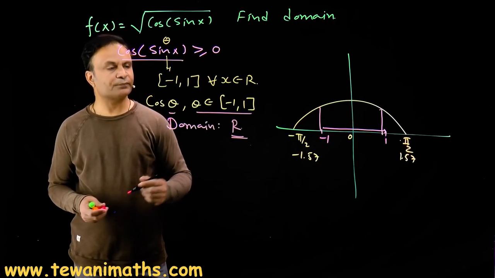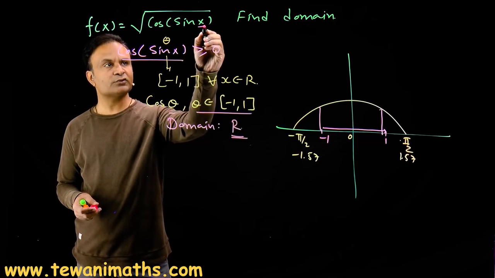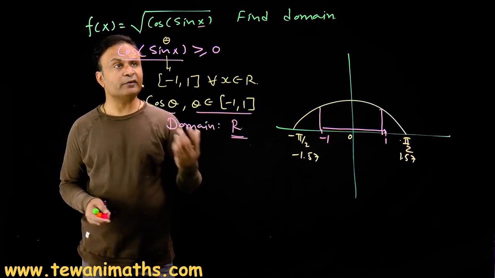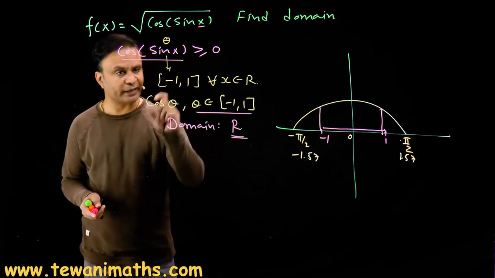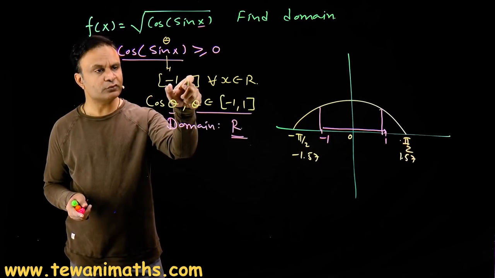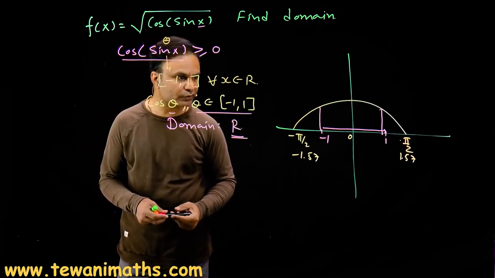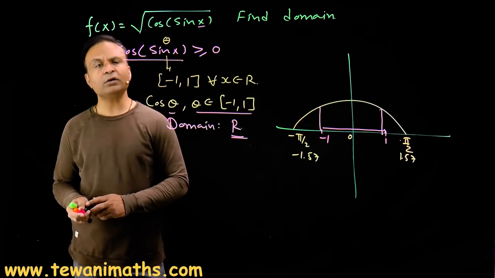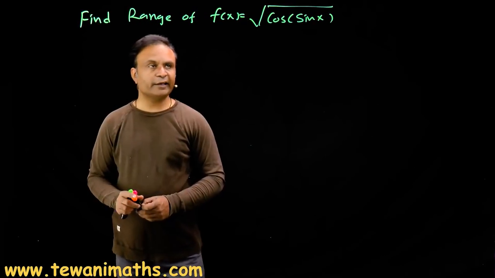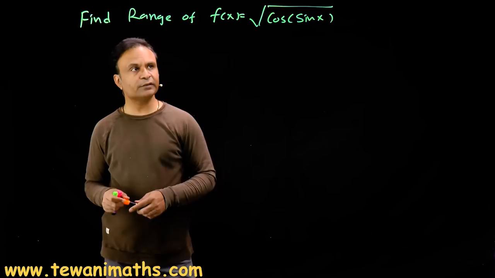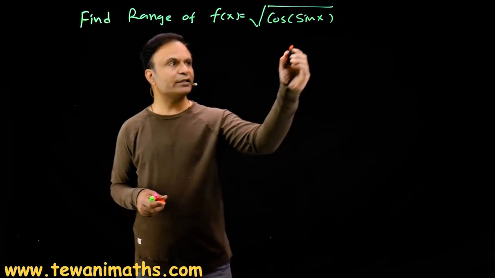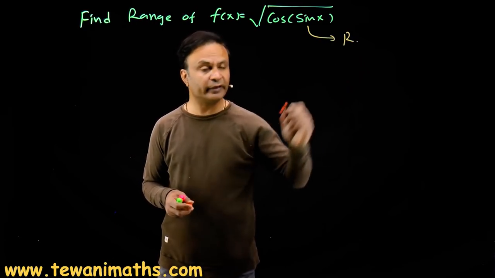Let's do it in reverse order. Domain is R, x belongs to R. For that the values of sin x will be from minus 1 to 1, and for these angles of cosine, cosine is always positive, so the domain is all real numbers. Okay, now let's find the range of this function. We already got the domain. Domain is all real numbers.